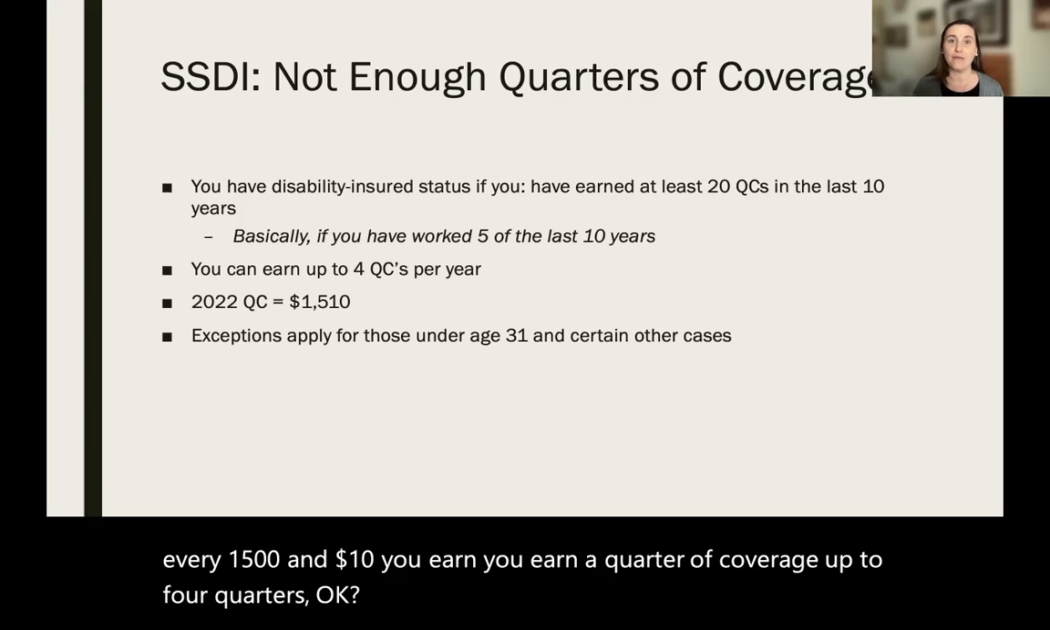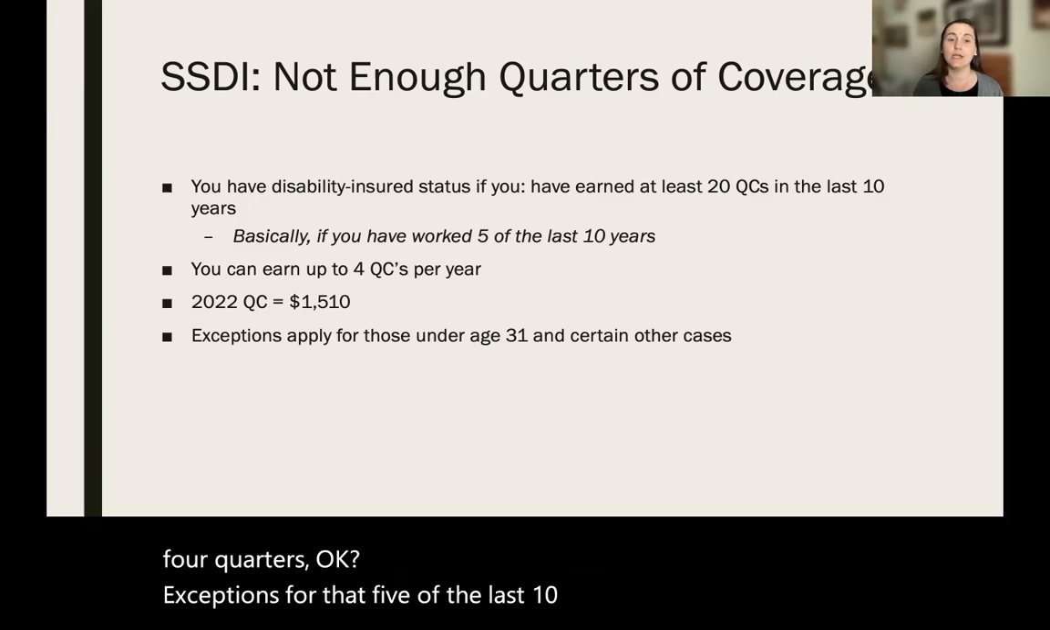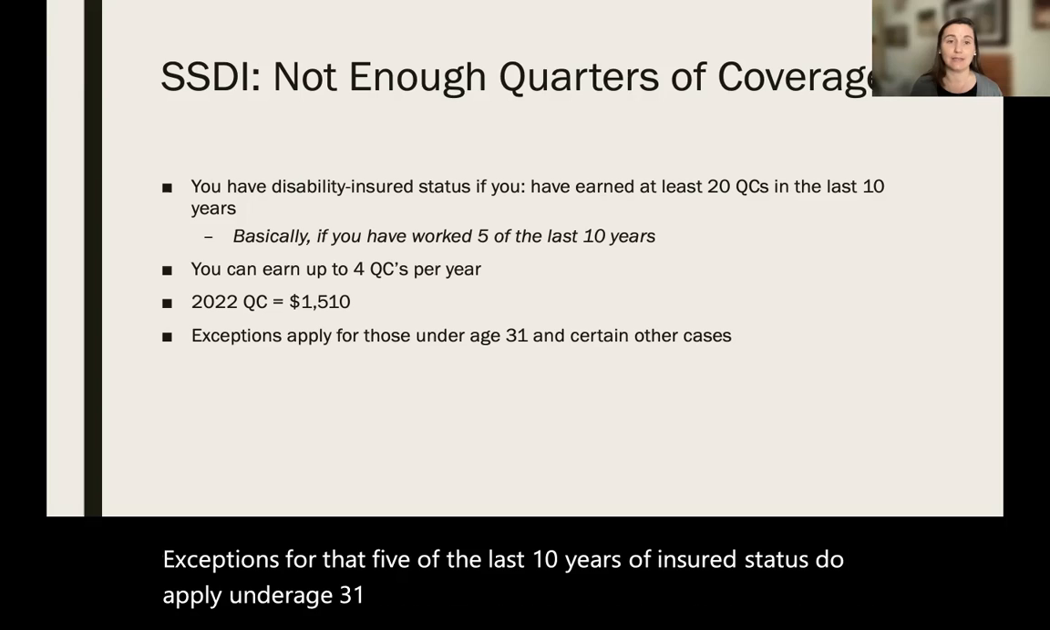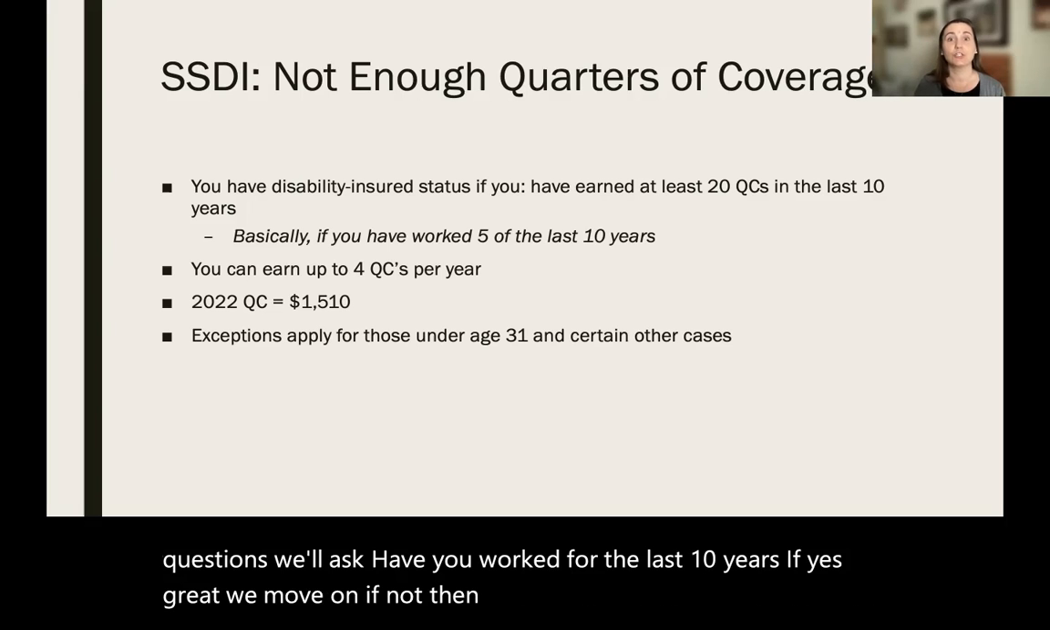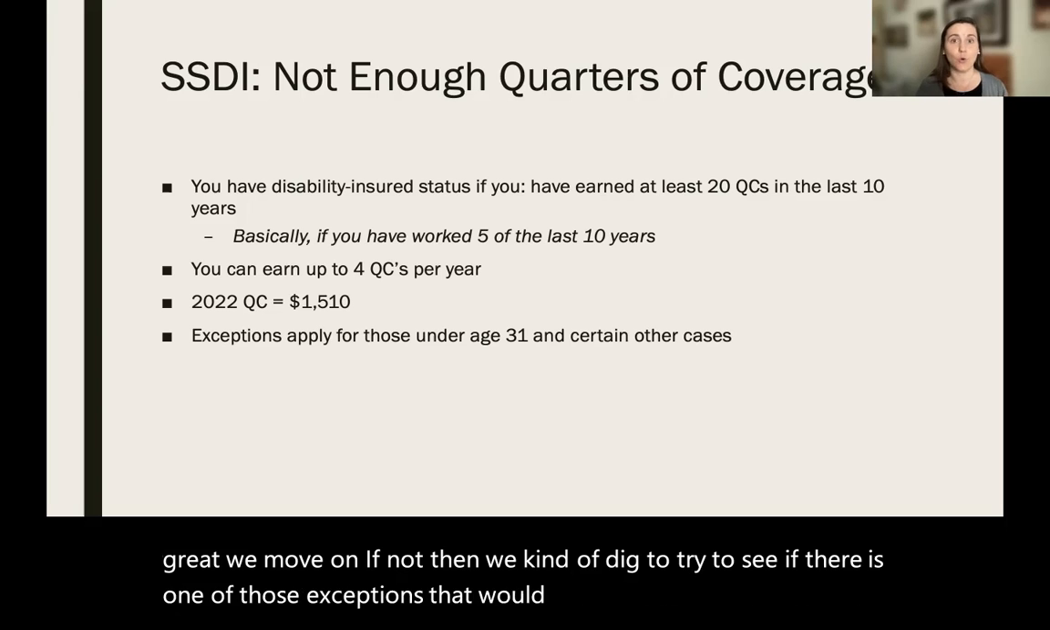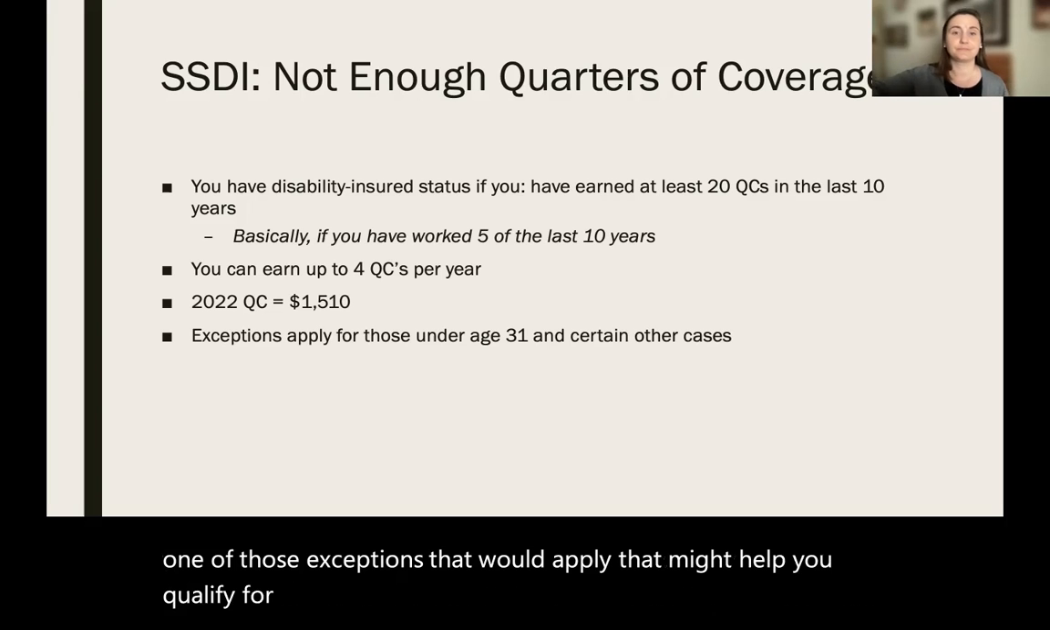Exceptions to that 5 of the last 10 years of insured status do apply under age 31 and in certain other cases. Again, one of the first questions we'll ask is, have you worked 5 of the last 10 years? If yes, great, we move on. If not, then we dig in to see if there is an exception that would apply that might help you qualify for SSDI benefits.